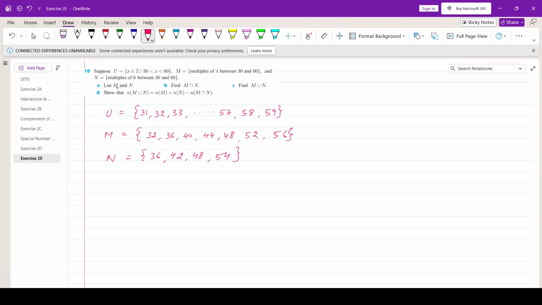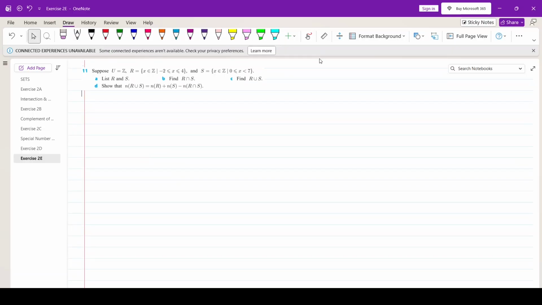Now we have already listed M and N. We can also find M intersection N and M union N. So this question is nothing new. We have already done these kinds of questions. This is your homework. Let's move on to the next question. Suppose universal set is a set of all integers.